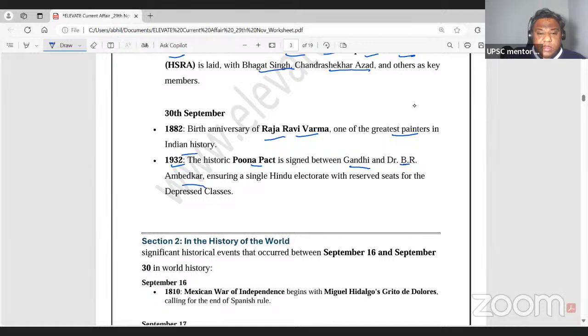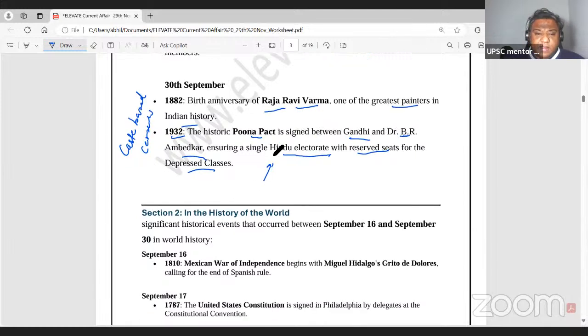1932, the Poona Pact was signed between Gandhi and B.R. Ambedkar, ensuring a single Hindu electorate with reserved seats for the depressed classes. So when we are talking of, these days, the caste-based census, please remember the history of what has happened.